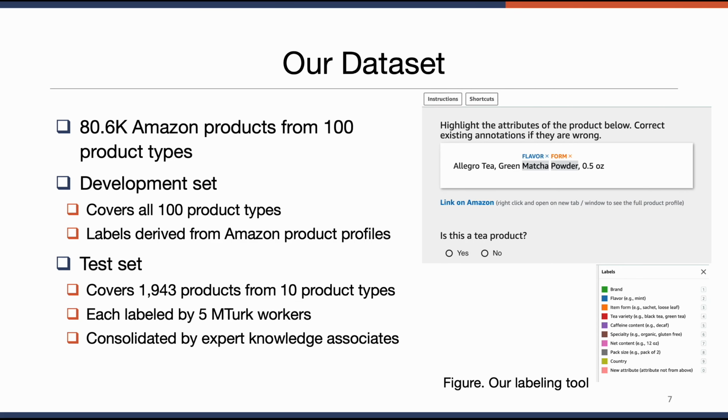We selected around 2,000 products from 10 product types. And we hired crowd workers to annotate them, and we then consolidated our label by hiring expert knowledge associates.